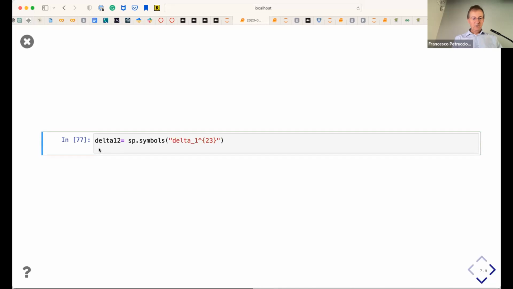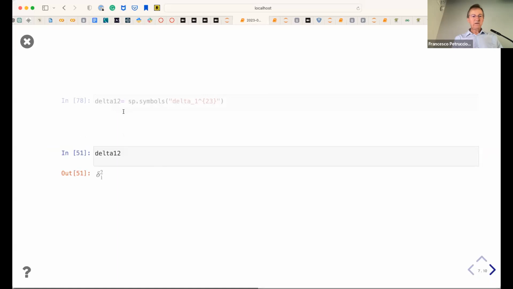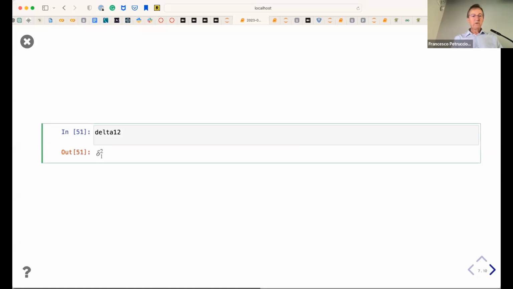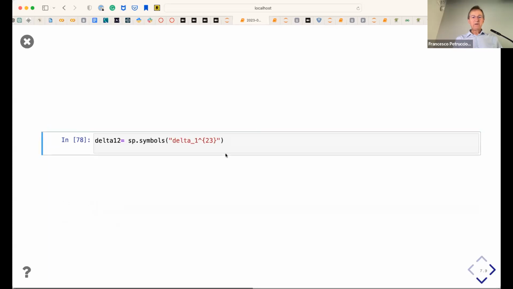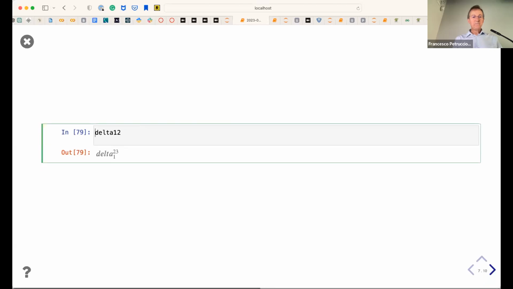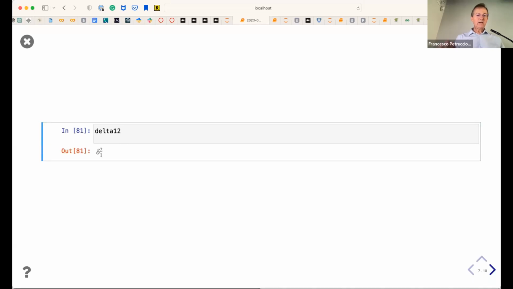Why doesn't it work? Ah, sorry, I'm an idiot, because it will work here. Now you have delta. What did I do? Something went wrong. You see, that's the problem in improvising. Okay, let's kill it again. Sorry, I don't know what I did wrong here. Okay, this worked. Sorry, when you improvise, it's like that.